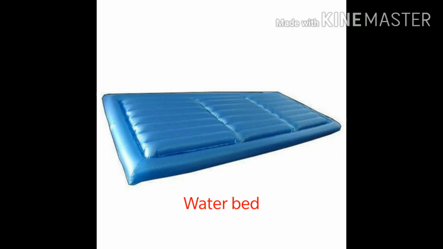This is a water bed. It is also used for the prevention of bed sore. The mechanism by which it prevents bed sore is that it mainly distributes the pressure from a particular point to a larger area, so that the pressure is equally distributed over a large area, which prevents the development of pressure ulcer.